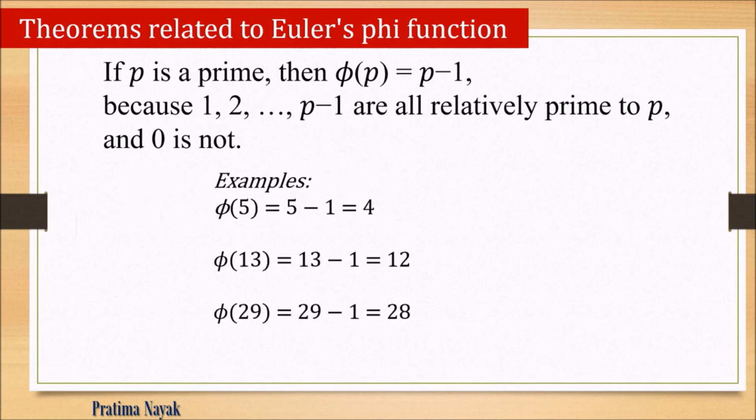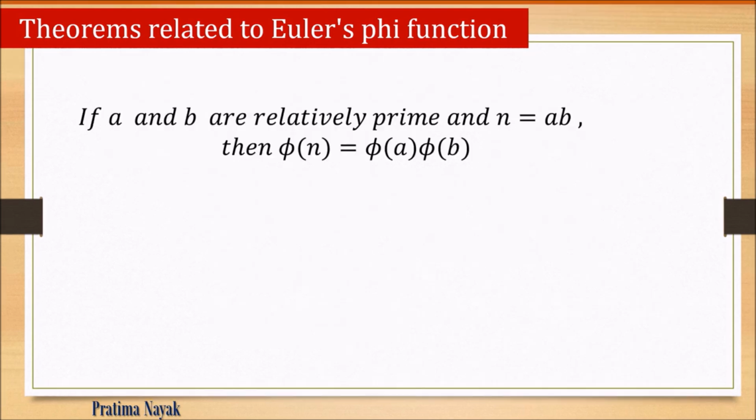So examples: phi of 5 will be 5 minus 1, which is 4. Phi of 13 is a prime number, so it will be 13 minus 1, which is 12. Phi of 29, this is again a prime number, so we can directly write 29 minus 1 equals 28. So this is one rule or one theorem. When p is prime, we can write phi of p as just p minus 1.